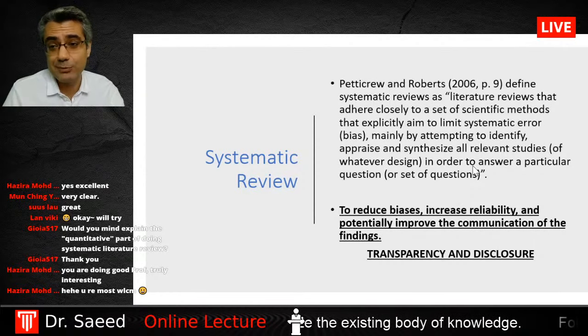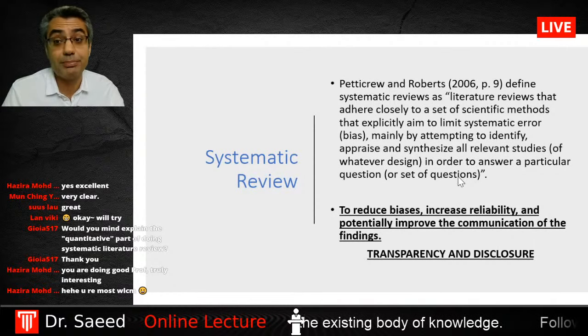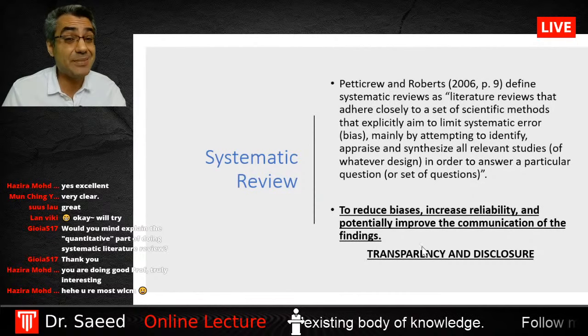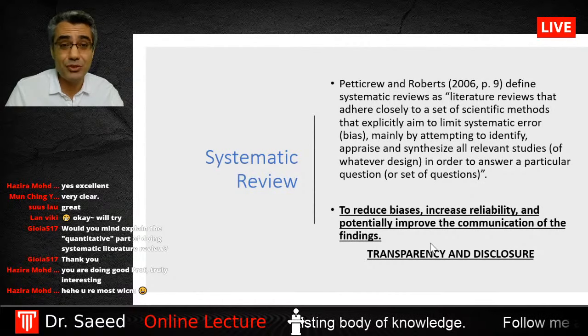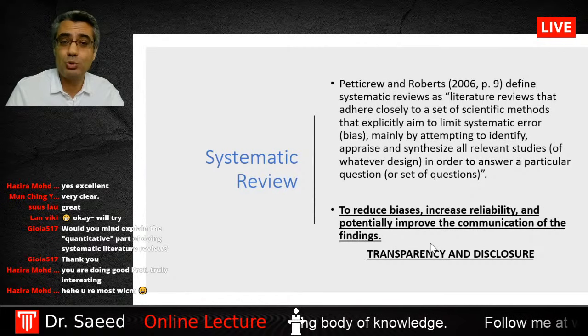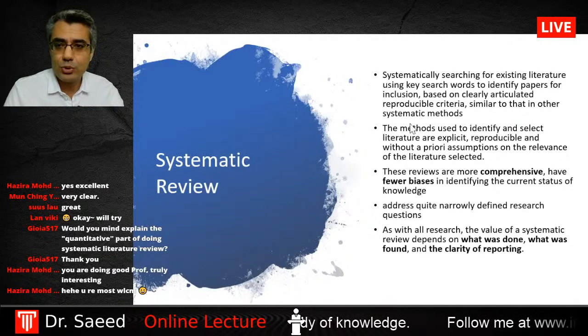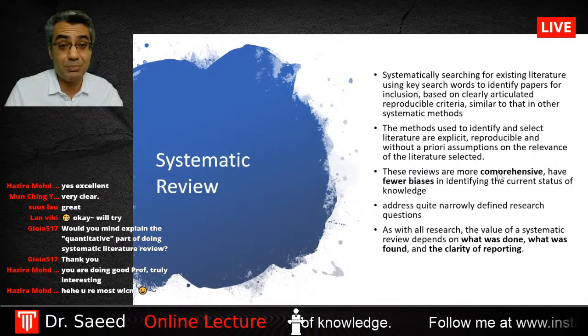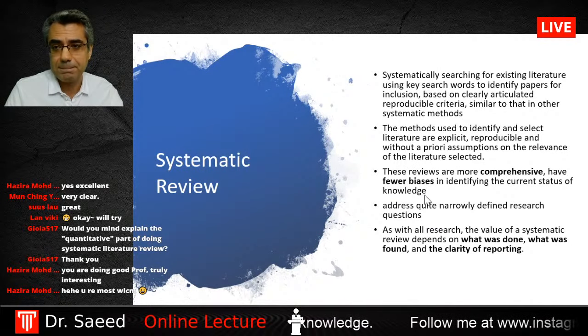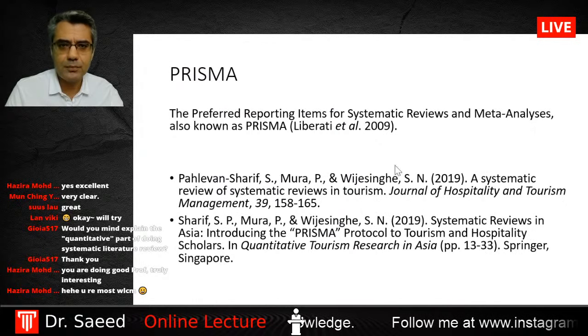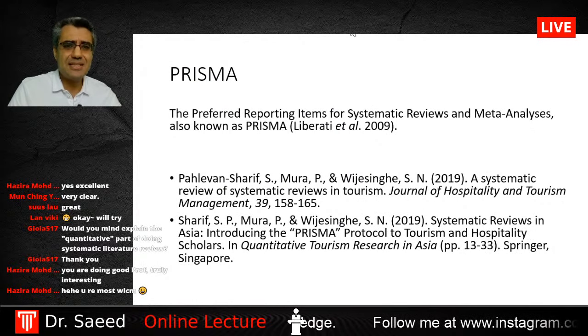So another term you may find in the definitions is comprehensive. Transparency, we discussed this, right? It should be transparent because they don't assess the researcher, they assess the system. So here, you say comprehensive, fewer biases. Okay.